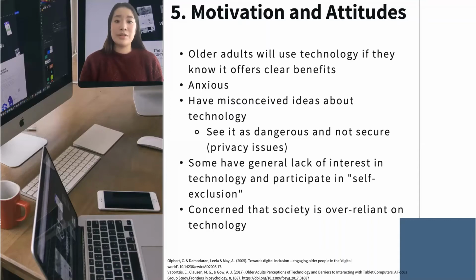For some others, they feel anxious and have misconceived ideas about security and privacy when using technology or the internet. There are also older adults who participate in self-exclusion when it comes to technology because they have no interest in technology or the internet. Finally, older adults believe that society has become over-reliant on technology and are concerned about the lack of social interaction and social skills of younger generations.